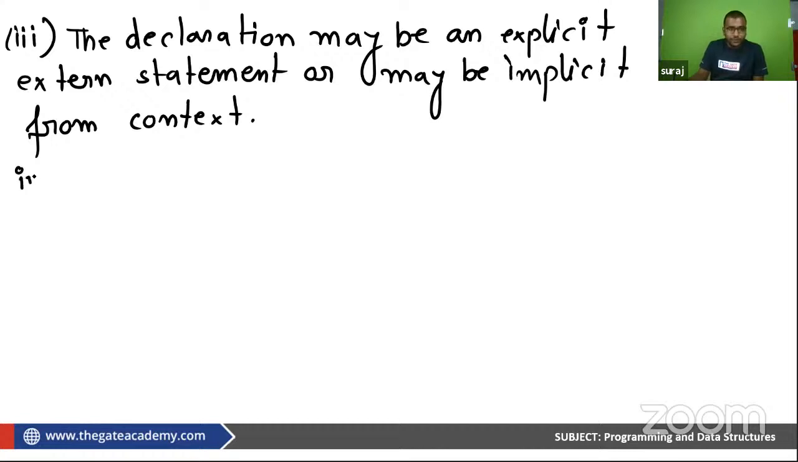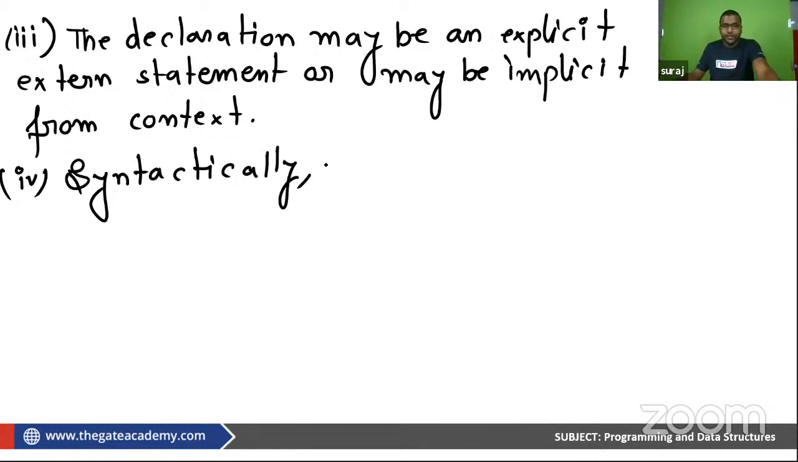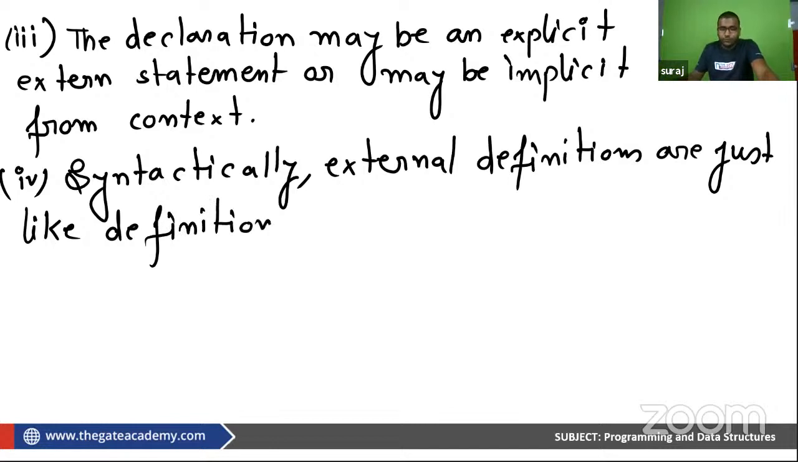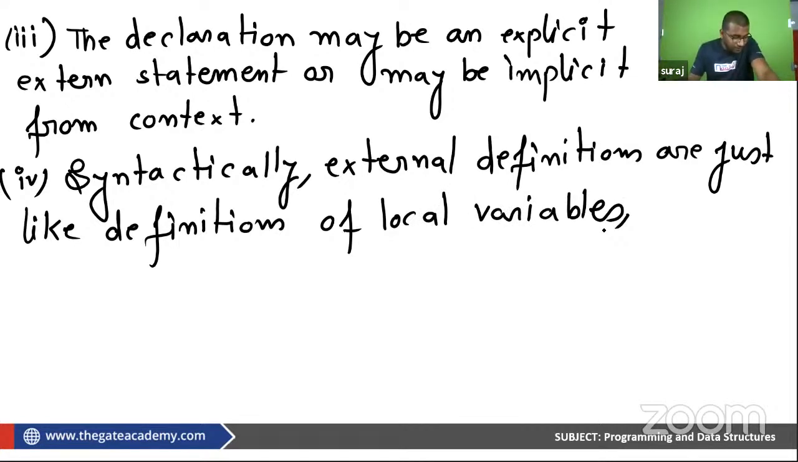Now just write this point. Syntactically, external definitions are just like the definition of a local variable. See, now I will tell you why it will take. So syntactically, external definitions are just like the definition of a local variable.